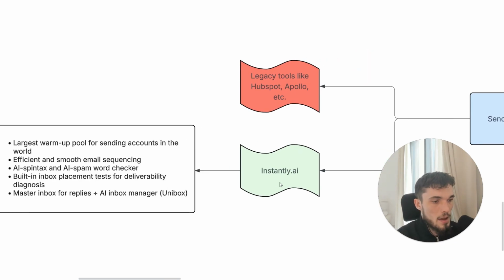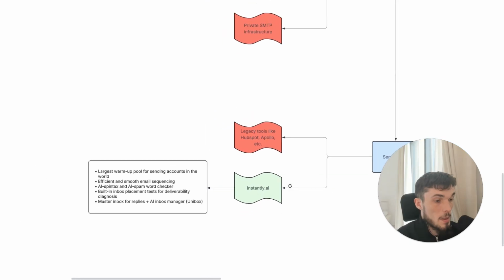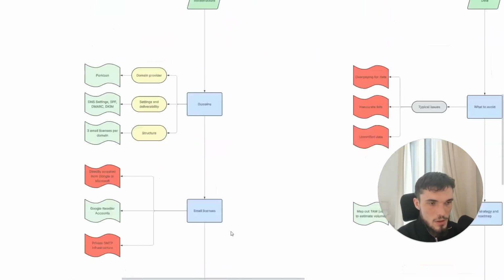So that's what I recommend, using instantly.ai. It's only $97 a month, so it's a super good solution here.